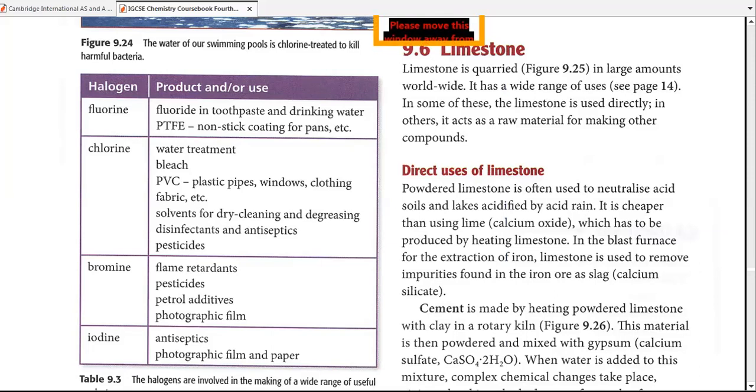Limestone can be used in other compounds. Limestone can be used as a raw material to make compounds. So there are many different uses of limestone. We're going to go through them step by step.